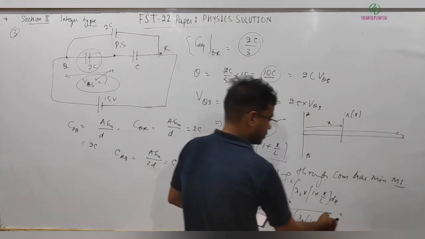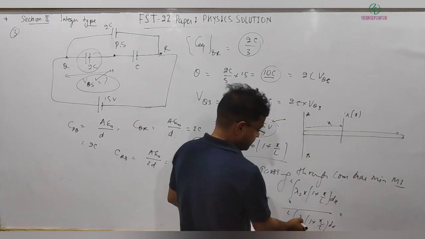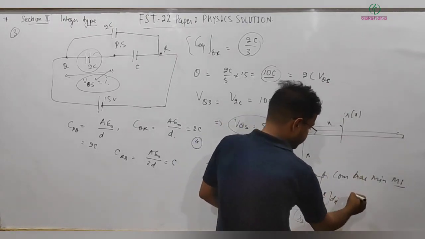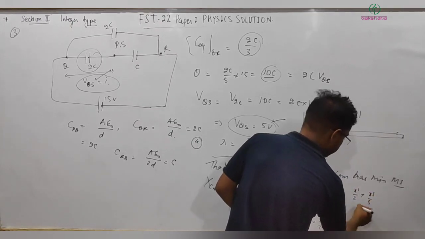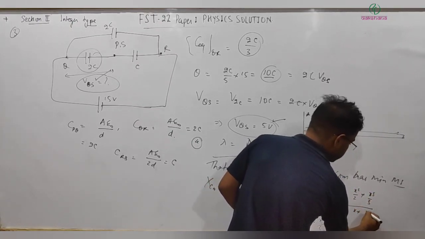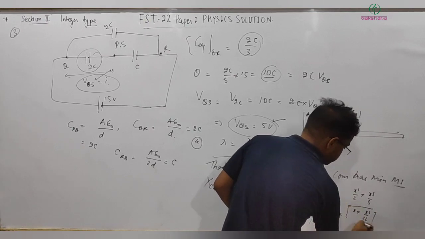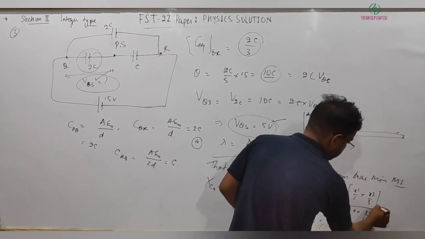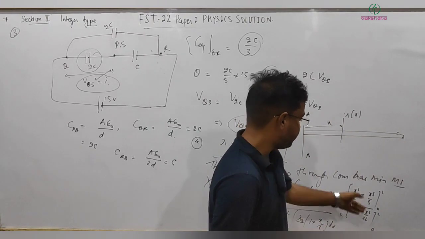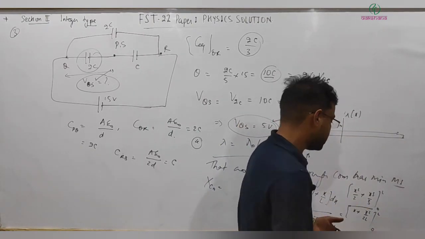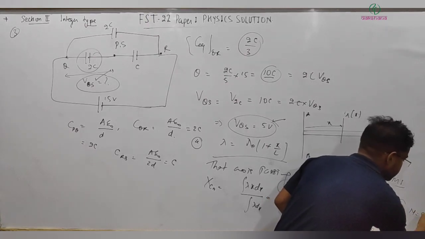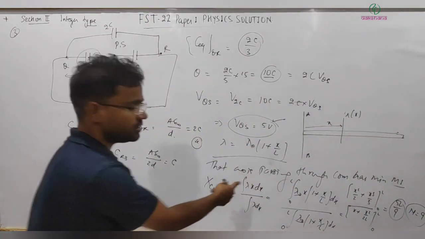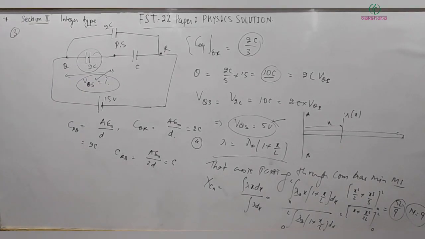I'm writing it directly, solving an easy integration. Lambda naught will cancel out, and this will be x square by 2 plus x cube by 3 divided by x plus x square by 2L, substituting limit 0 to L. So it will be 5L by 6, and solving we basically get 5L by 9. So the value of N is coming out to be 9. It's a straightforward, simple problem. You can solve it easily. So the value for N comes out to be 9.